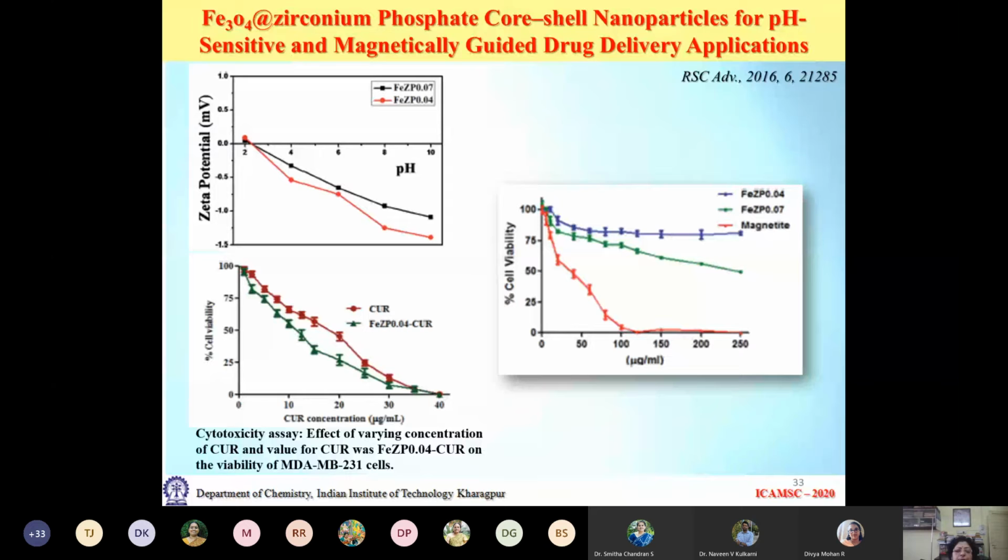When you have the curcumin and curcumin loaded, you can see the release profile, cell viability profile. Cell viability is going to be maximum when you do not have any drug. And when you compare the curcumin and the curcumin which is enclosed in the zirconium phosphate matrix, or core shell matrix, you see the difference in the biofunctionality of the two, or bioactivity of the two.